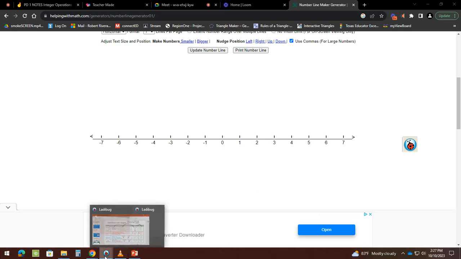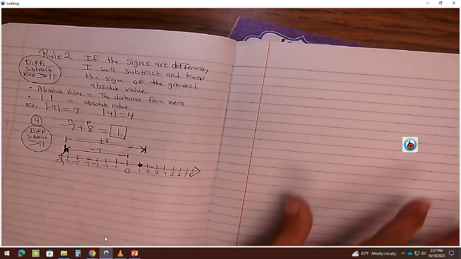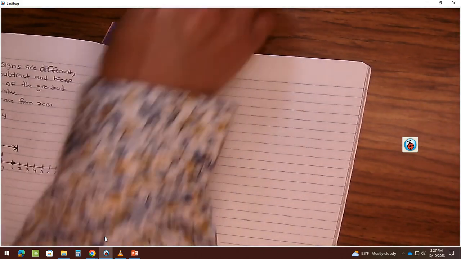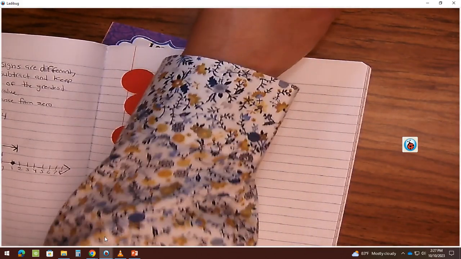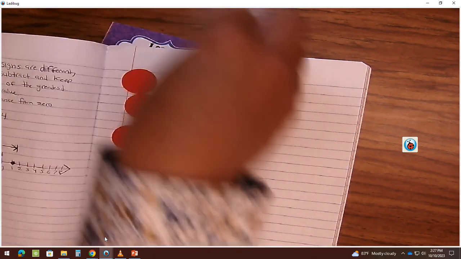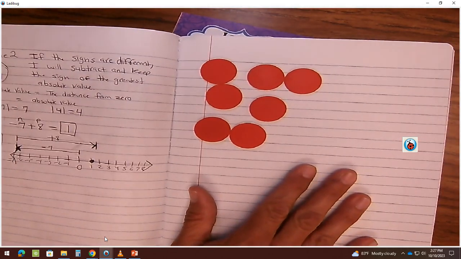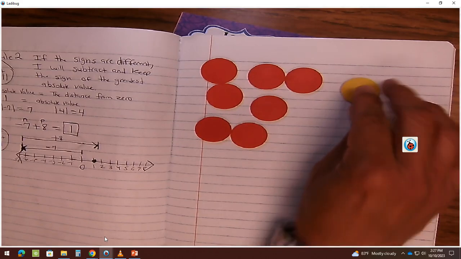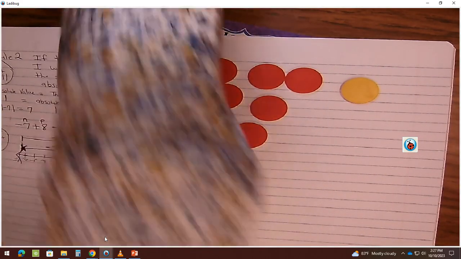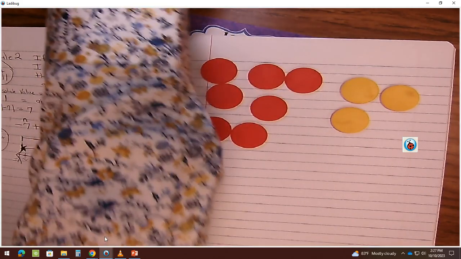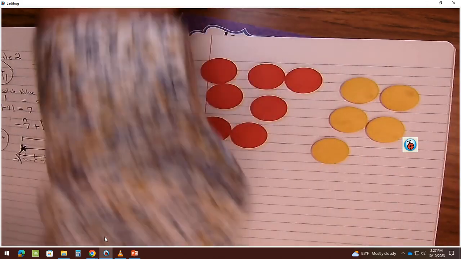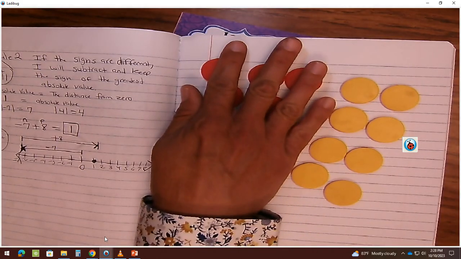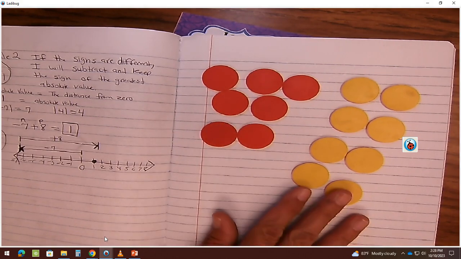So with integer chips, basically we would get 7 negatives, 1, 2, 3, 4, 5, 6, 7. So that's the negative 7 right there. This card, negative 7. And then we have 8 that are positive. That will be the yellow. 1, 2, 3, 4, 5, 6, 7, 8. So we have 7 that are negative and 8 that are positive.